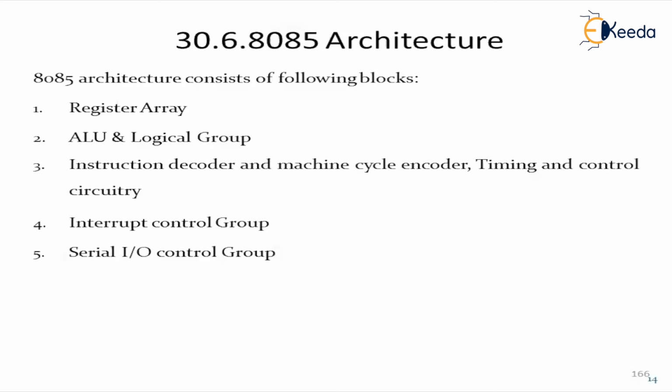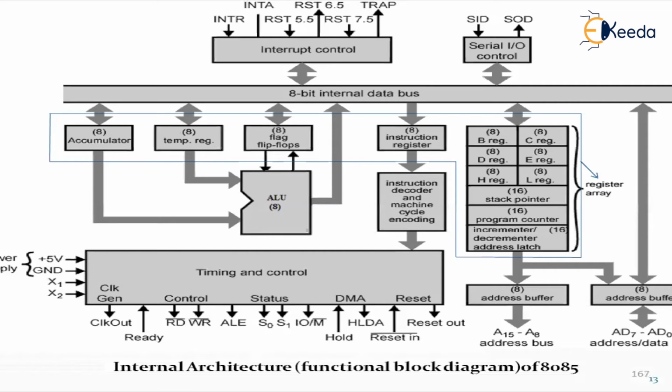It consists of a series of registers which can be operated simultaneously. ALU is the arithmetic and logic unit. Then you have the instruction decoder and the machine encoder. The instructions will get decoded and simultaneously these things will be getting encoded. And you have the interrupt control group and the serial input/output control group. Now this is how the architecture of an 8085 processor looks.